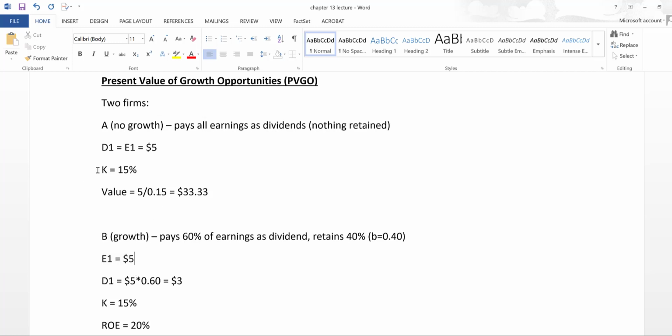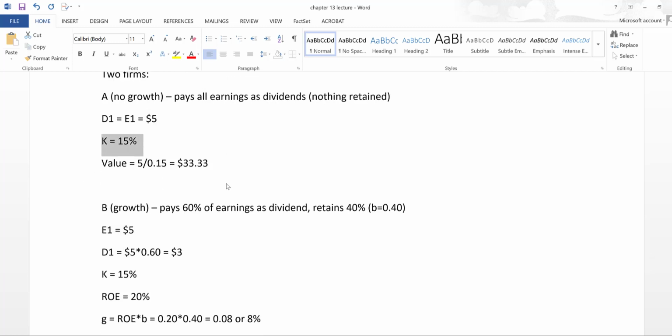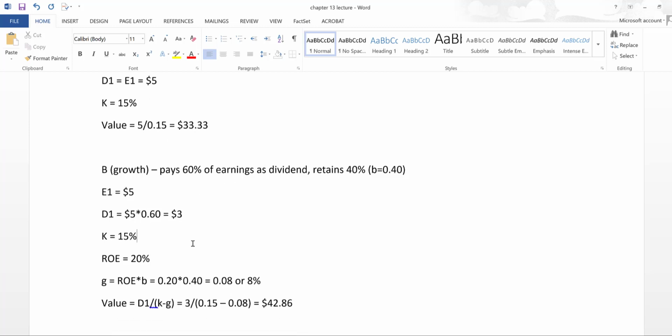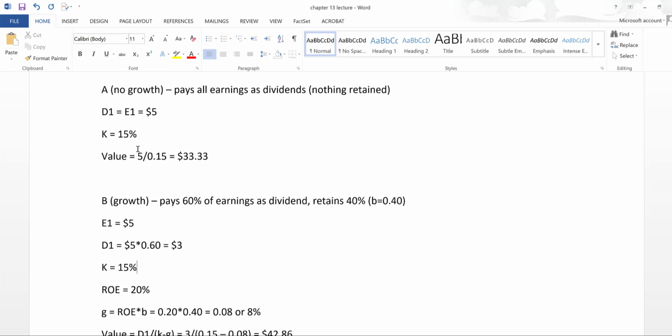Okay. Required rate of return for A is 15%. Required rate of return for B is also 15%. So they have the same earnings, same riskiness. The only difference between the two is their growth rates, and therefore any difference in value between these two firms is because of their growth opportunities. Okay, so now let's do the calculation for B.